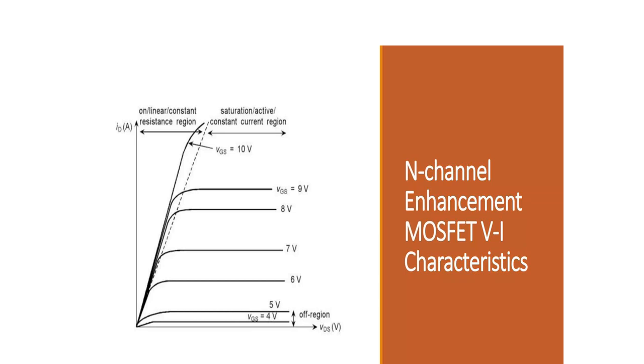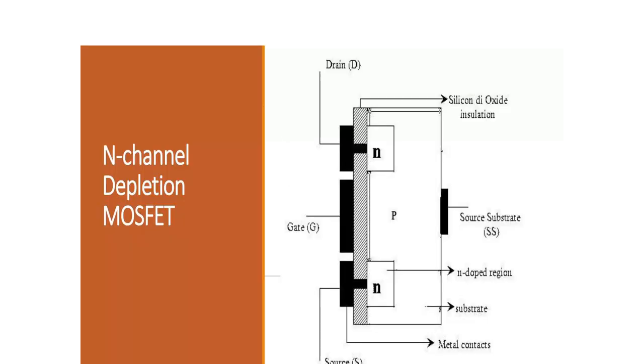Next slide will be showing the structure of the n-channel depletion MOSFET. This slide is showing the n-channel depletion type MOSFET. Note here is a layer of prefabricated n-channel. Just below the gate, you have the layer of prefabricated n-channel. That's the difference between the enhancement mode MOSFET and the depletion mode MOSFET.